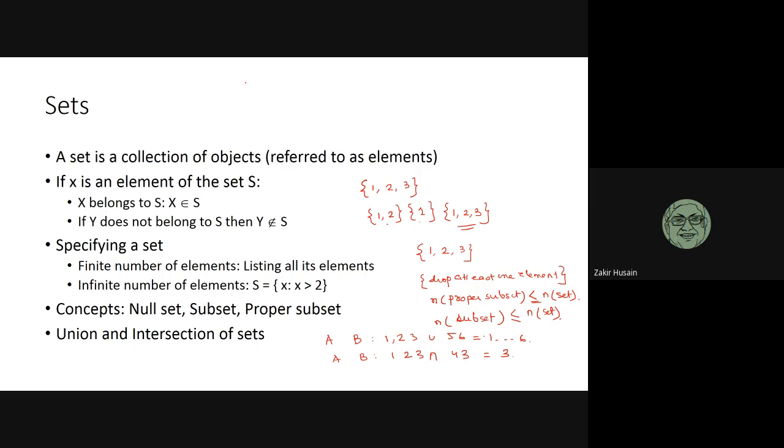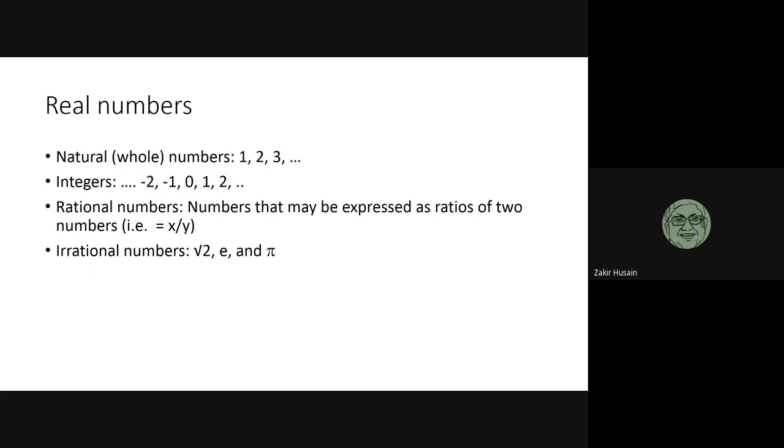So in terms of a Venn diagram, this is the intersection, and in case of the union, it is the entire set. Okay.